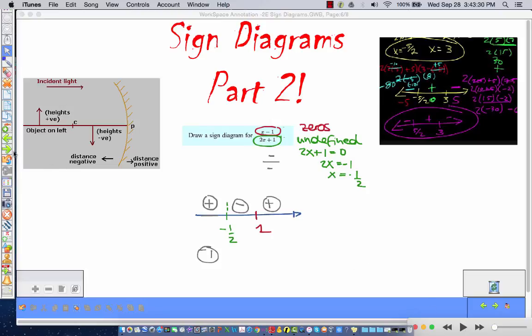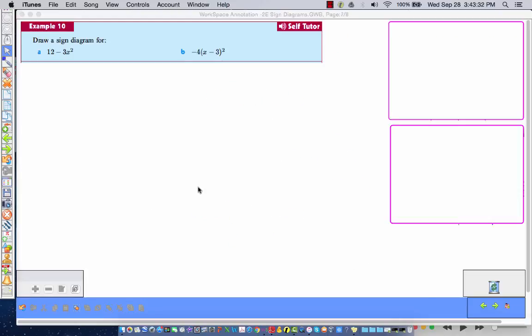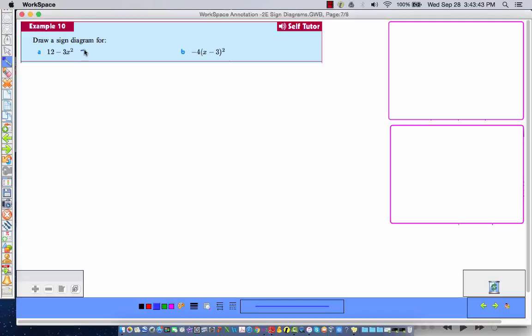Beautiful as always. So, now we're going to draw a sign diagram for 12 minus 3x squared. That is a quadratic, so we should know that's going to look like a parabola. So I'm going to set that equal to 0. I can factor out a 3, and I get 4 minus x squared equals 0.